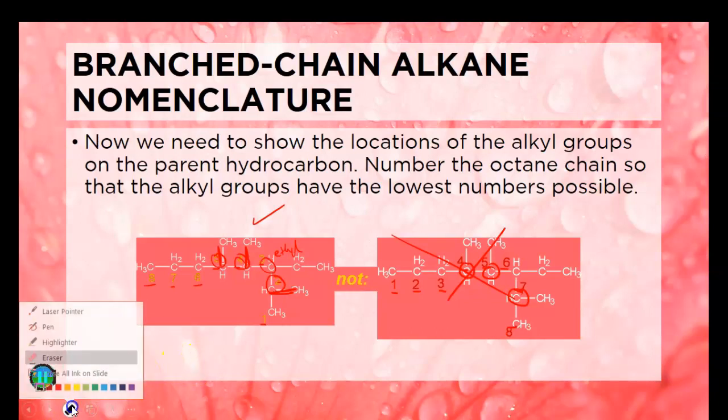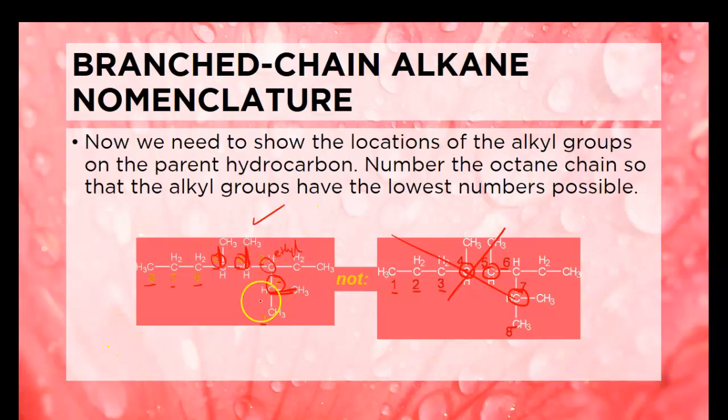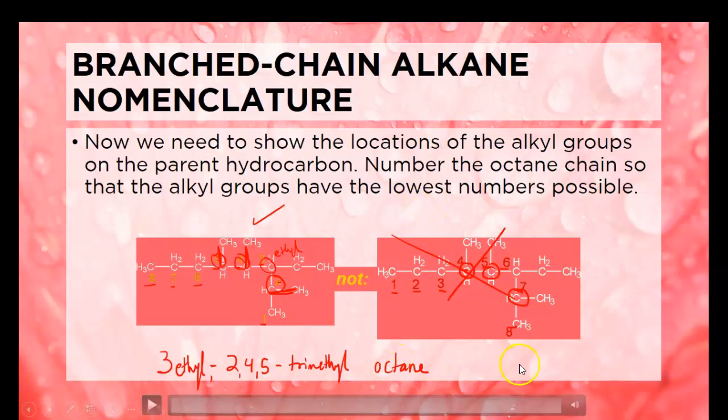The ethyl, it's going to be 3 ethyl, and then put a dash there, 2, 4, 5 trimethyl, and octane. Trimethyl octane is one word, but it's 3 ethyl, 2, 4, 5 trimethyl octane. Go ahead and pause that here if you're not making sense of it. See if you can see where I got everything. Let me know if you have any questions.